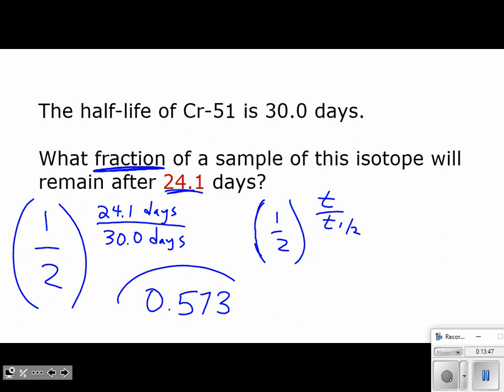So, how much will I have left after 24.1 days? That's going to be 0.573. There's not going to be a label. You won't have a label on that one, okay? But I did have a lot of questions over how to work this on WebAssign. So, that's how you do this particular one.